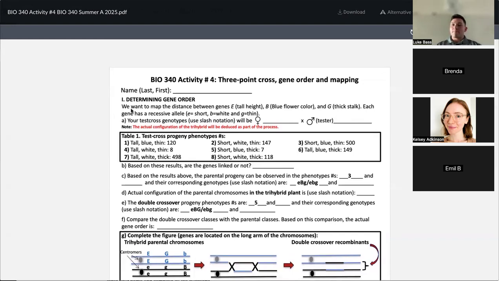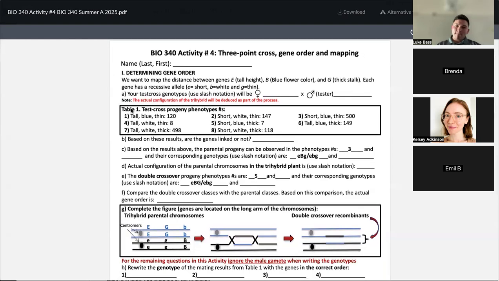The only thing I'm confused about is when it goes to C, based on the results above, the parental progeny, which means the offspring that have the parental phenotypes. It says three: short, blue, and thin. But I was like, okay, neither of the parents have that as their phenotype. So I was just confused. If it's just going by that, then the other parental progeny would probably be seven. But I was just confused about that.